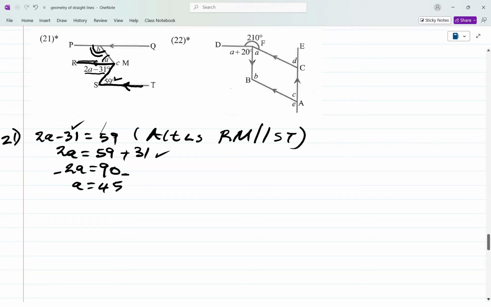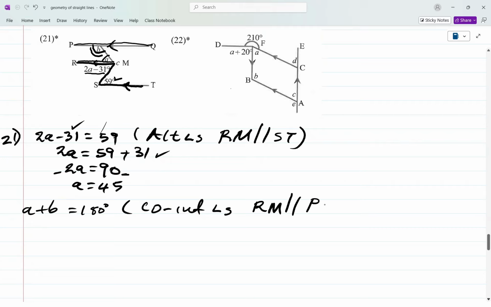RM is also parallel to PQ. These two lines are parallel. Then I'll be saying now A plus B is the same as 180 because of co-interior angles, because RM is parallel to PQ. Then I have found my A as 45.